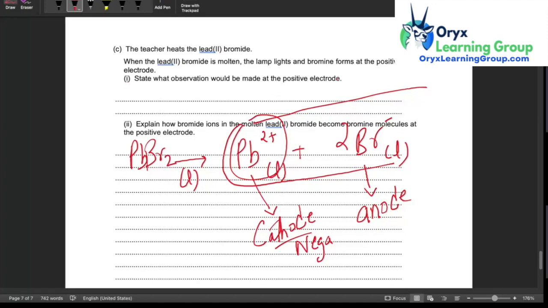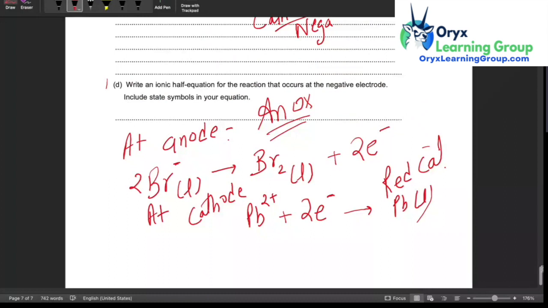Can you just repeat that, please? Yes, sure. Okay, so are you clear with this that at anode Br2 will be formed? Yes or no? Yeah. Now, see, bromine has a peculiar brown color. That's why you can see a brown liquid coming up there. Okay, so you have to remember that bromine will give a brown color.